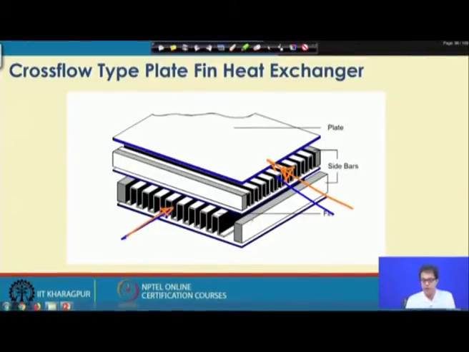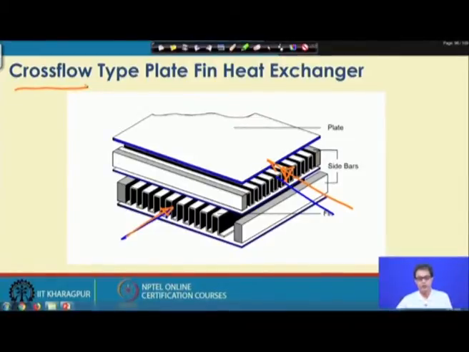We just have to arrange the side bars, the separating plates and the fins one over the other in a jig, then assemble them and get them brazed. That gives you the heat exchanger matrix, or the core of the heat exchanger. But do we always go for the cross flow type of heat exchanger in plate fin type heat exchangers? The answer is obviously no, we do not always go for the cross flow type.